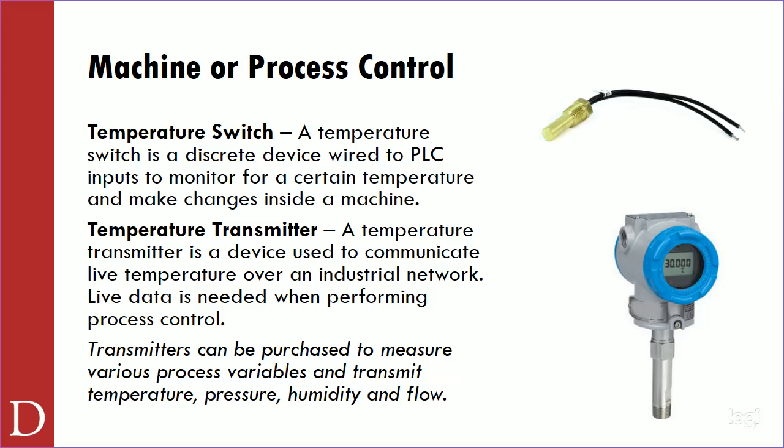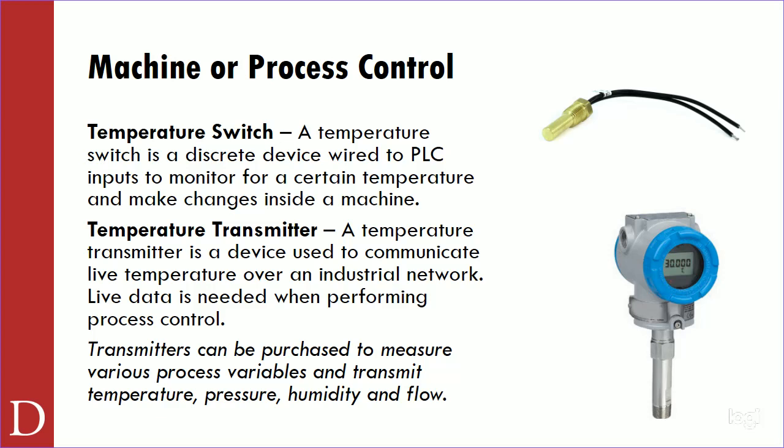And you could do this for anything. I could be talking about flow, I could be talking about pressure, I could be talking about temperature, I could be talking about speed, right? All of these things are the same thing. But as an example, a temperature switch is a discrete device wired to a PLC input, monitors for a certain temperature, makes changes based upon when that thing goes true. So when I reach a certain temperature, that switch turns on, or when I reach a certain temperature, that switch turns off. And then that feeds my PLC, and I do logic based upon that.